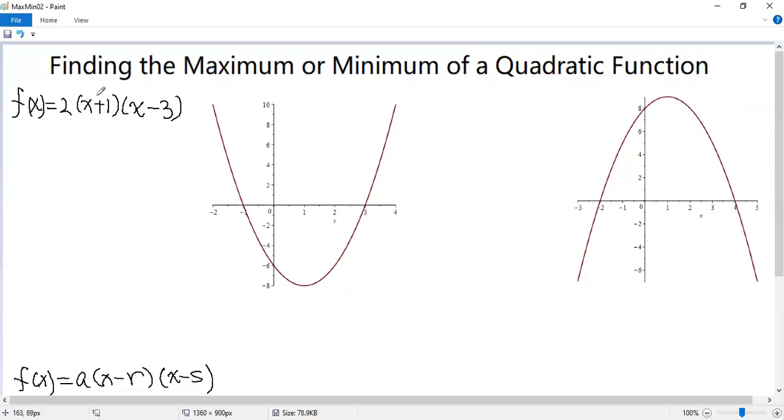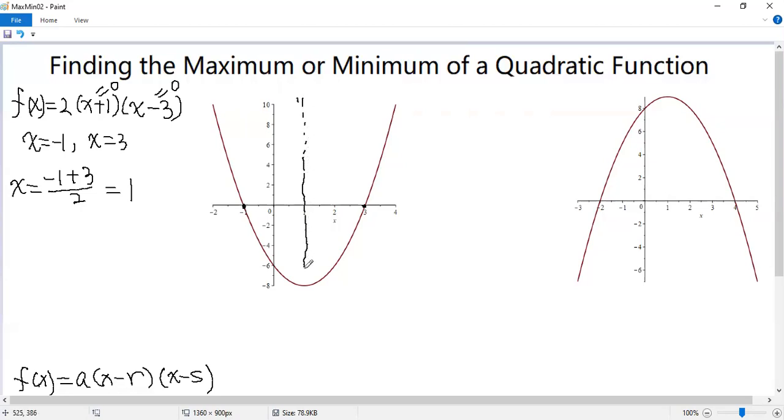To find a zero, we let x plus 1 equals 0, so we get x equals negative 1. Let x minus 3 equals 0, so we get x equals 3. So we get two zeros, negative 1 and 3. And the axis of symmetry is at the midway of the two zeros. So x equals (negative 1 plus 3) over 2, which is 2 over 2 equals 1. So the axis of symmetry is x equals 1. And the x coordinate of the vertex is also 1.